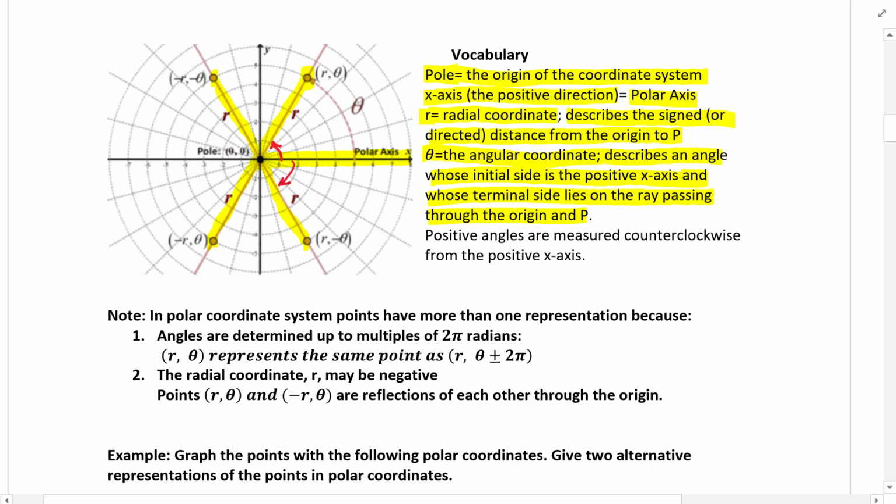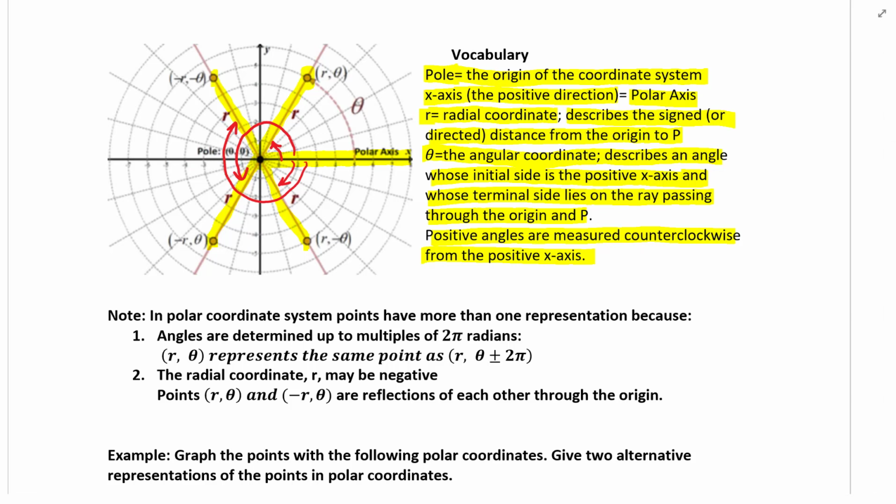So this is theta, positive theta. This, because it's the angle going counterclockwise, it's negative theta. This is positive theta, while this is negative theta. So positive angles are measured counterclockwise from the positive x-axis.